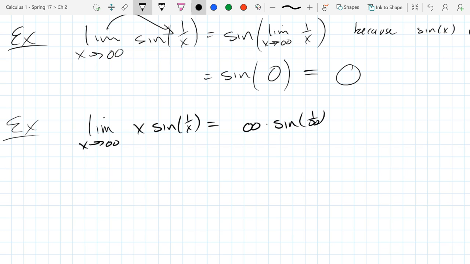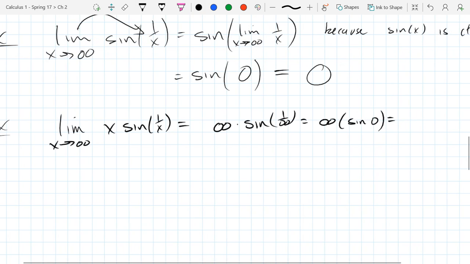So we get sine 1 over infinity, and 1 over infinity we know is 0. And what is sine of 0? 0. So what's infinity times 0? 0. Maybe? No. Infinity? So how did we get here?